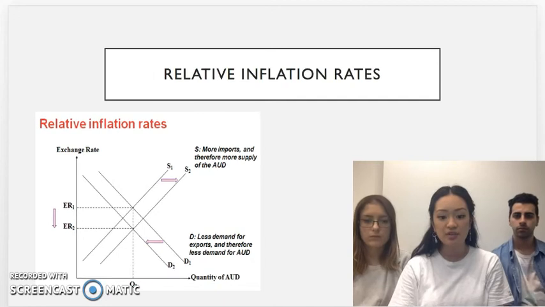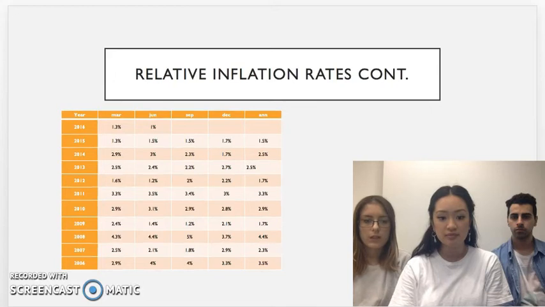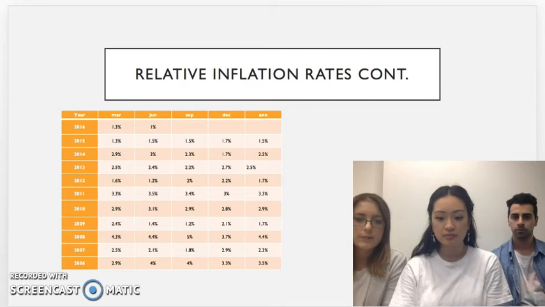As stated earlier, if Australia has a higher inflation rate than its trading partners, it will experience less demand for exports and more demand for imports, as it becomes more costly to international buyers. This therefore means less demand for the Australian dollar, D1 to D2, and more supply of the Australian dollar, S1 to S2, as shown in the graph above. This table from rate inflation shows the Australian inflation rates throughout the years to current.